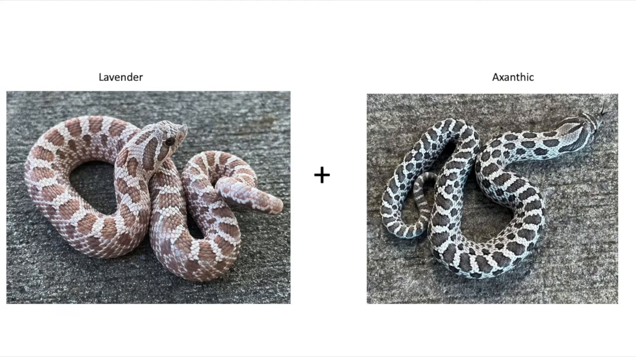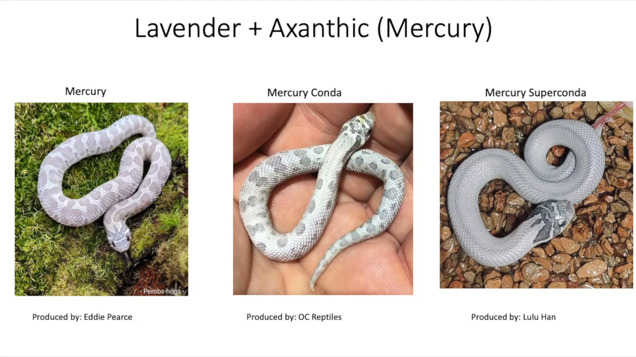All right, next up, we have the lavender axanthic, and this combination is called the mercury. So you can see we have the mercury conda and the mercury super conda.